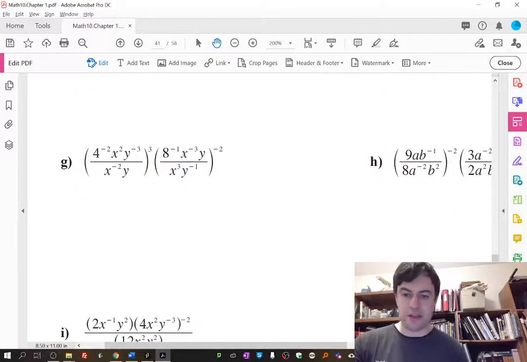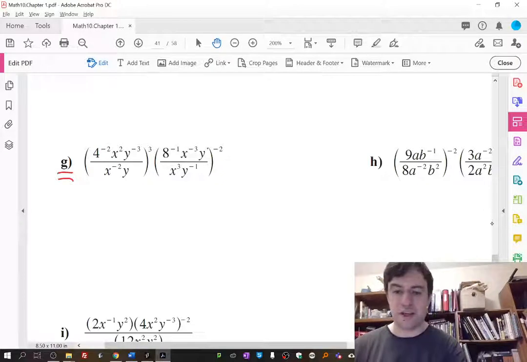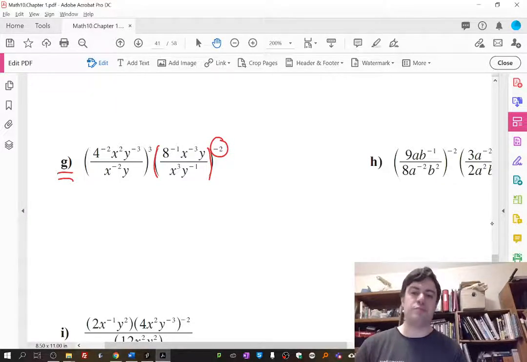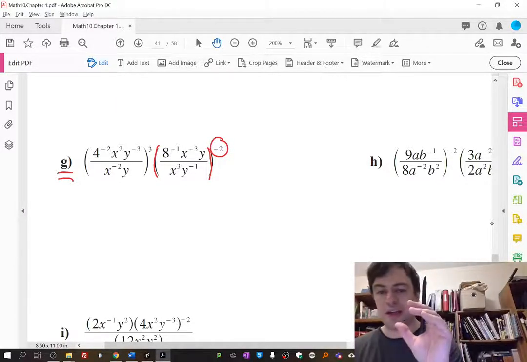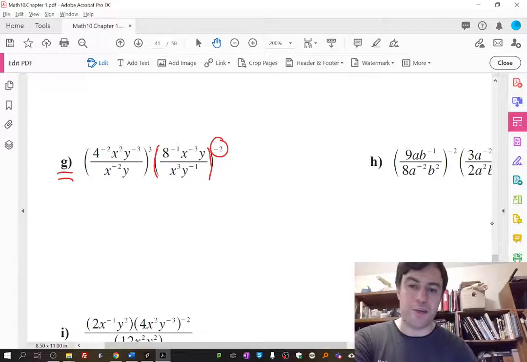Nothing in particular. I'll just mention that for a question like G, where we're multiplying these two fractions together, it's not a big deal. Just do your power rule first, and notice when we have these big parentheses, that negative 2 is going to multiply onto every exponent in the numerator and denominator. You can, however, get rid of that negative exponent right away.